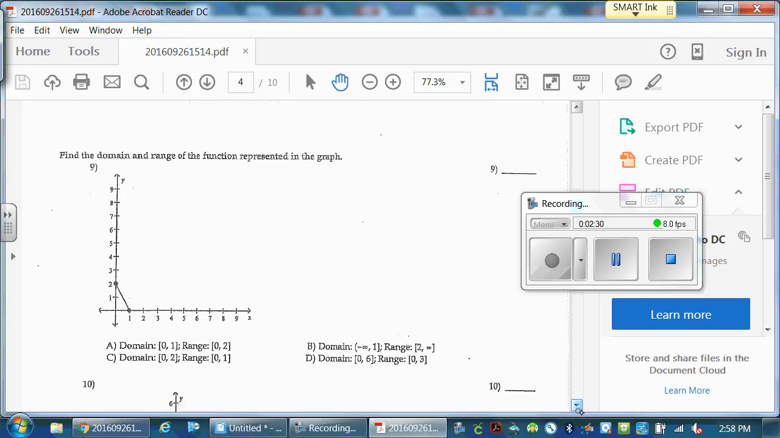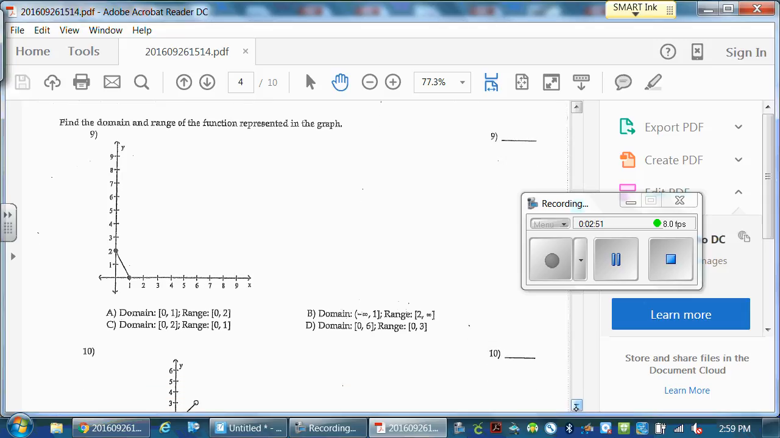All right, number 9 and 10 want to know the domain and range of the graph. So domain is from left to right. So the domain of this is going from 0 to 1 with brackets on both sides. So if I look at that, my only answer is A. But let me just check. The range is going from 0 to 2, which also is the answer for 9A.